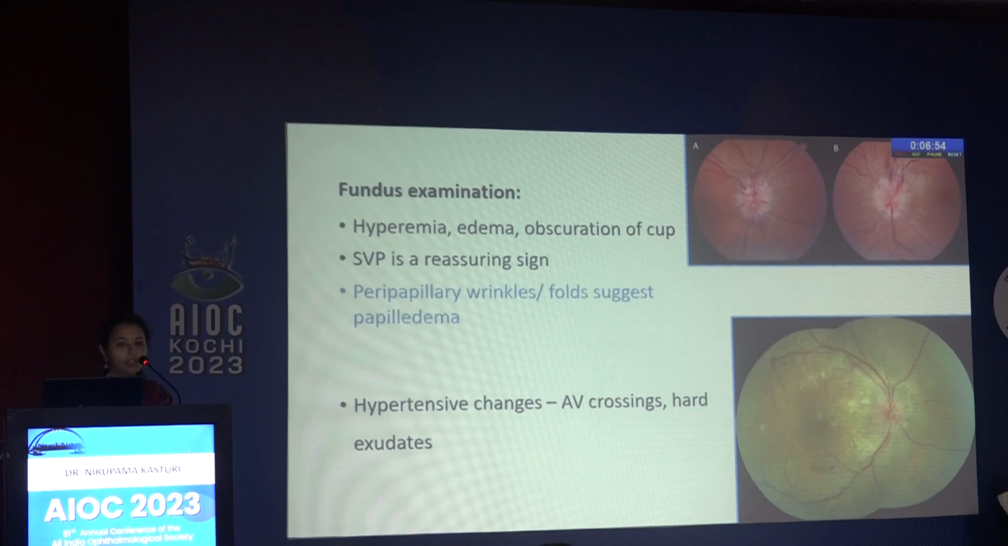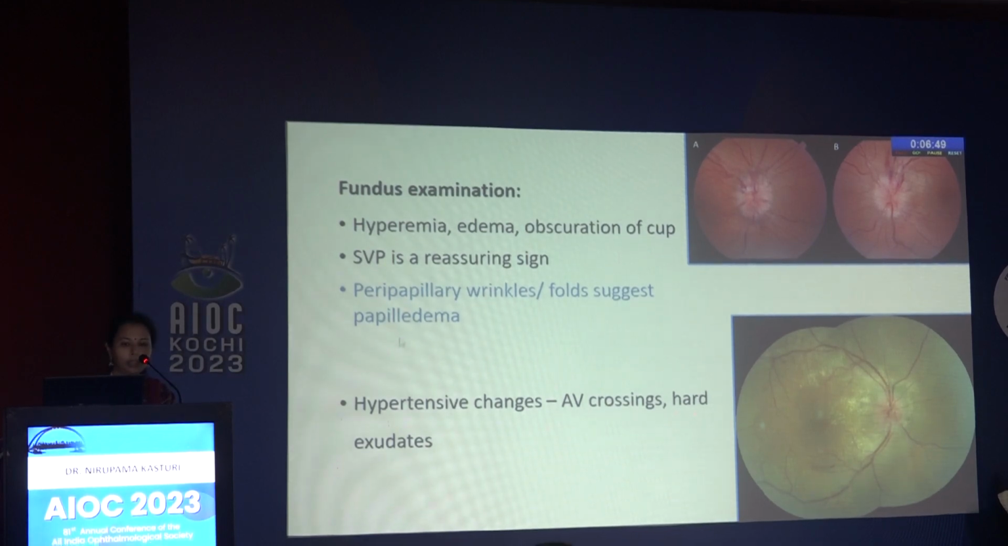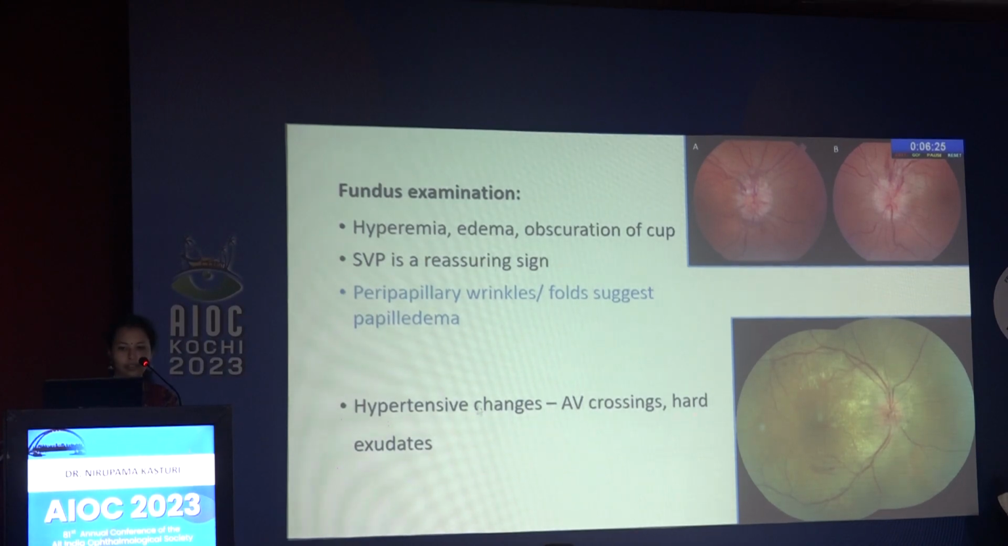And you should also check for the spontaneous venous pulsations. So that is checked by looking at the vein which is exiting near the disc margin, and if you're not able to pick it up, you can also give a gentle pressure on the eyeball, and that will actually elicit the spontaneous venous pulsations. So if it is present, then it is a reassuring sign that there is no raised ICT, but it may be normally also absent. So the absence of SVP is not of much information to us.